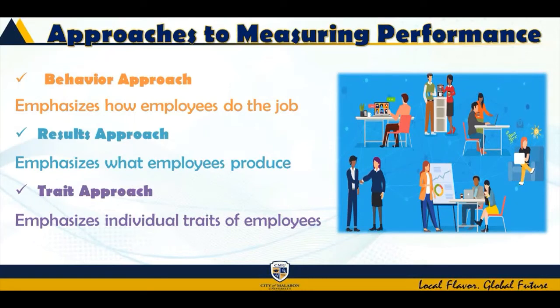Next is the result approach. This approach emphasizes what employees produce. The result approach emphasizes the outcome and the result produced by the employees. It does not consider the traits that employees may possess or how employees do their job. This is basically a bottom line approach that is not concerned about employee behavior and process, but instead focuses on what is produced.